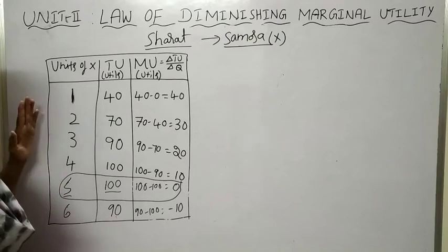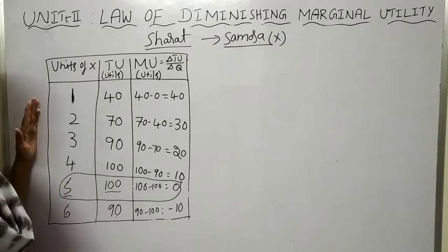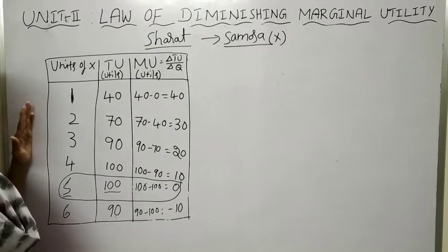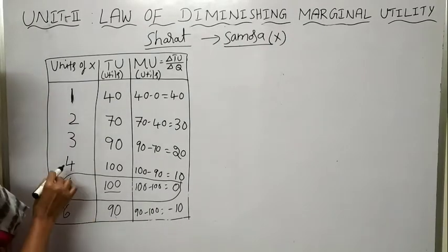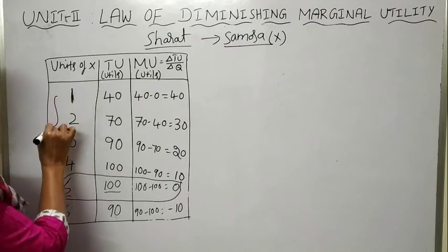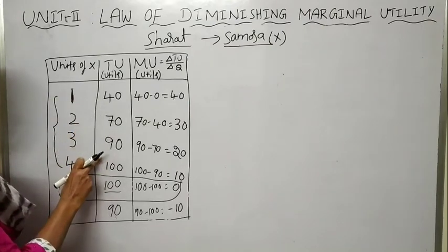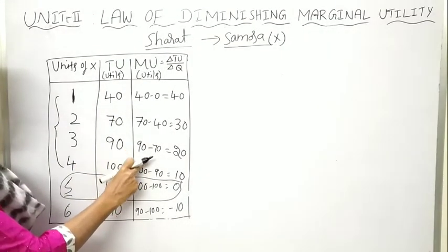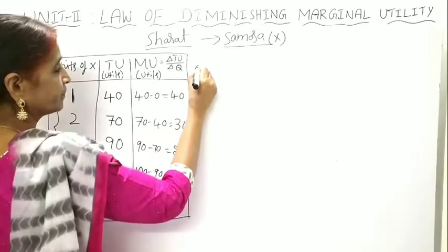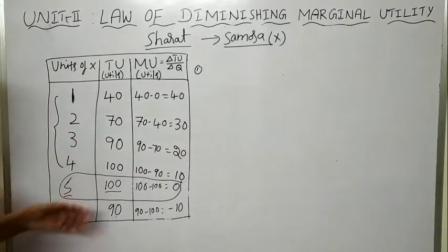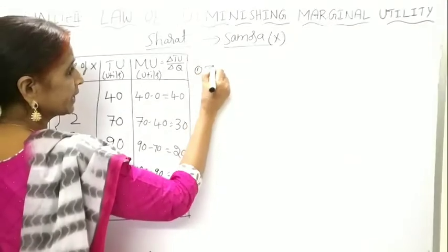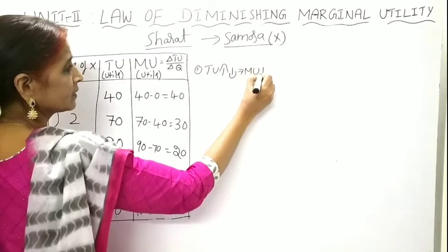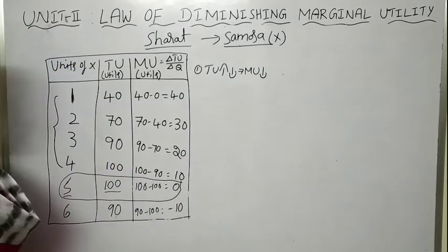Okay guys, by using the table we are able to study the relationship between the total utility and the marginal utility. Children, up to the fourth unit, TU is increasing at a decreasing rate. At that time MU is falling. Okay, the stages in the relation of TU and MU. In the first stage, when TU is increasing at a decreasing rate, MU is diminishing or falling.